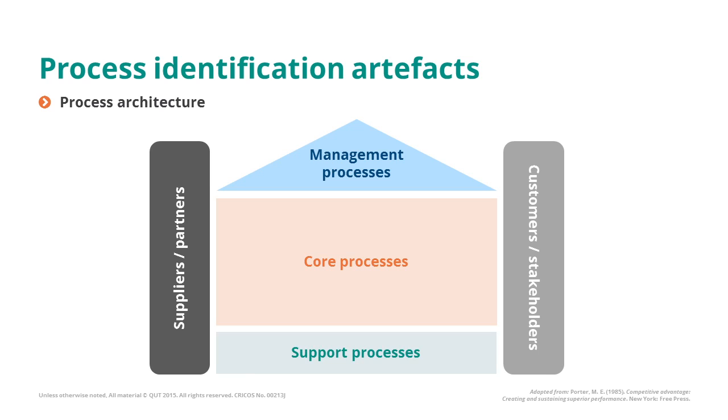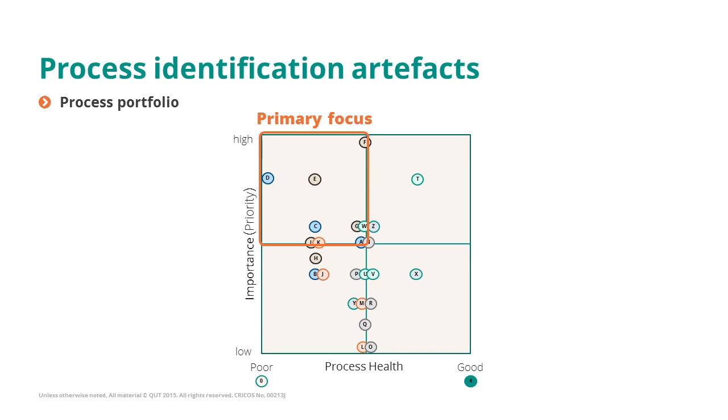The second output of process identification is a so-called process portfolio. This is another view on the processes in an organization prioritized according to a number of relevant dimensions, one of which could be, for example, importance. How high priority is a given process to achieving the strategic objectives of a company.